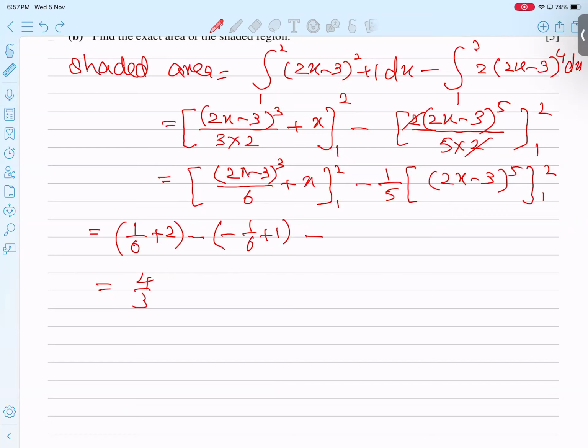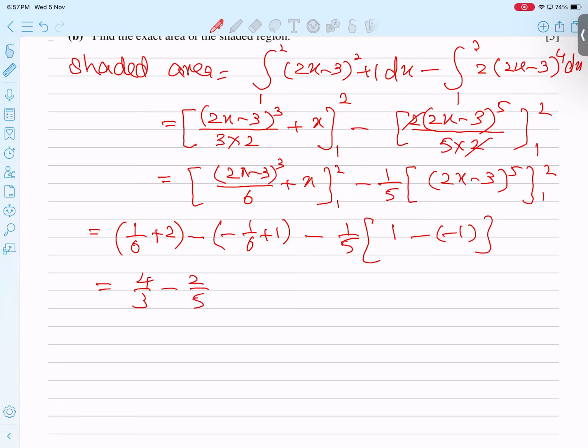Let's try to do the second one. So 1 over 5. First plug in 2: 2 to the 4, out of 4, 3 gone, so 1. When I plug in 1, I get a minus, so I get minus 1. So what is the final answer? 1 over 5 times 2, so I get 2 over 5.